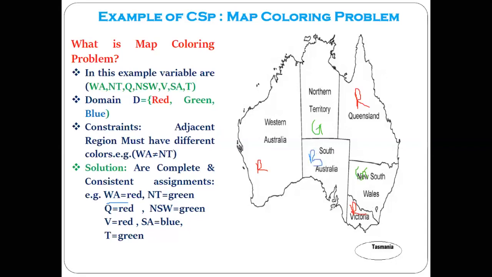Is there any conflict that you are observing? No. It means we have reached the solution. But in order to reach this solution, you can see we might have to backtrack a number of times, just like after applying the first option, we again backtrack and try this one. Yes or no?